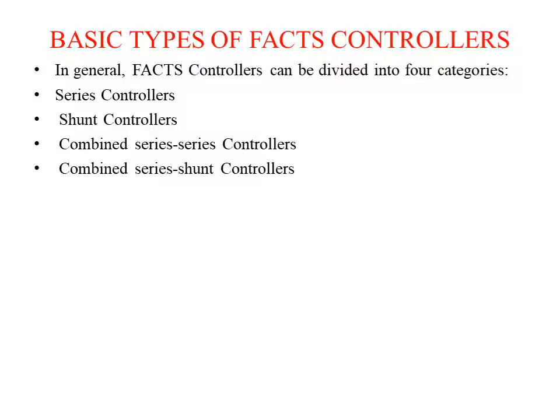There are three main types, that is series, shunt, and combined. Now this combined part is divided into series-series and series-shunt controller. So mainly there are four categories: series controller, shunt controller, combined series controller, combined series-shunt controller.